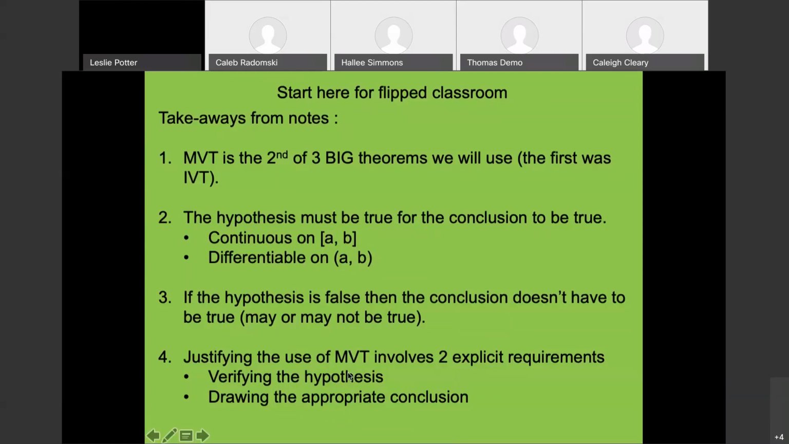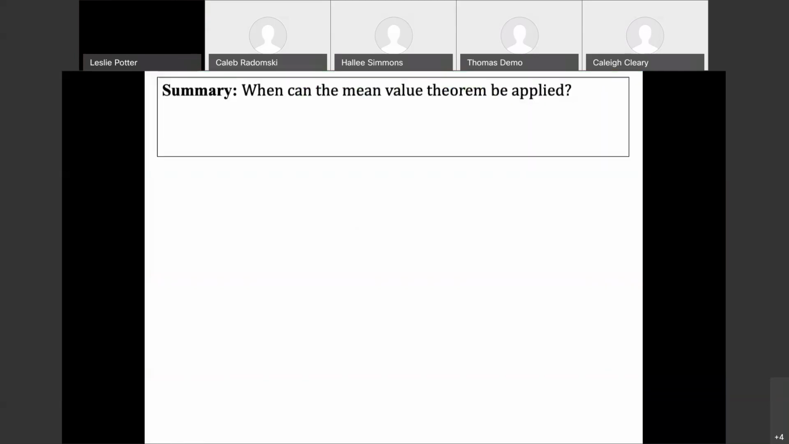Can't justify anything. Justifying using the mean value theorem involves two explicit requirements. Verifying the hypothesis, so verifying that this is either true or false. And then drawing the appropriate conclusion. So if this is true, then we can go on and do those calculations and find those points. If this is not true, then we can't do anything. Does that make sense? That's what the justification involves. Any questions so far?